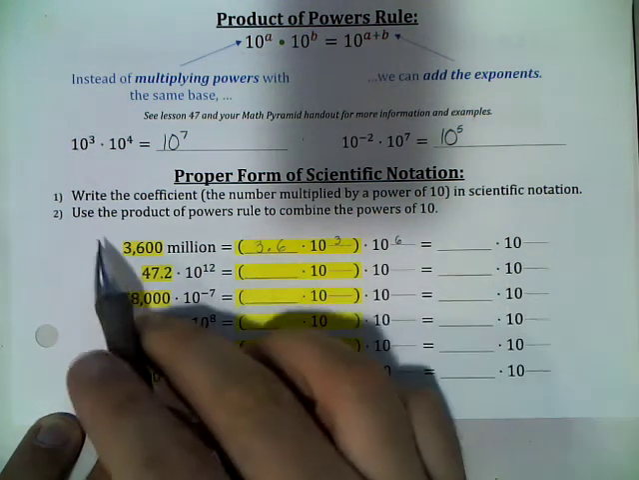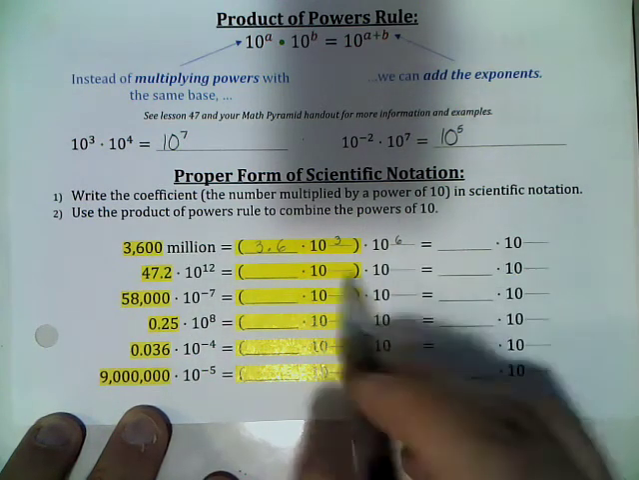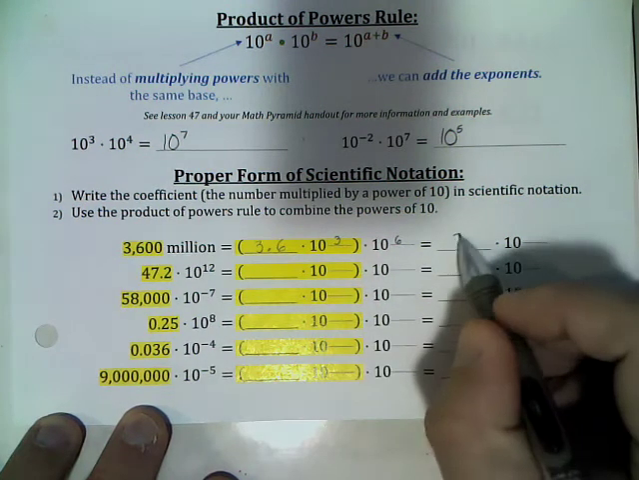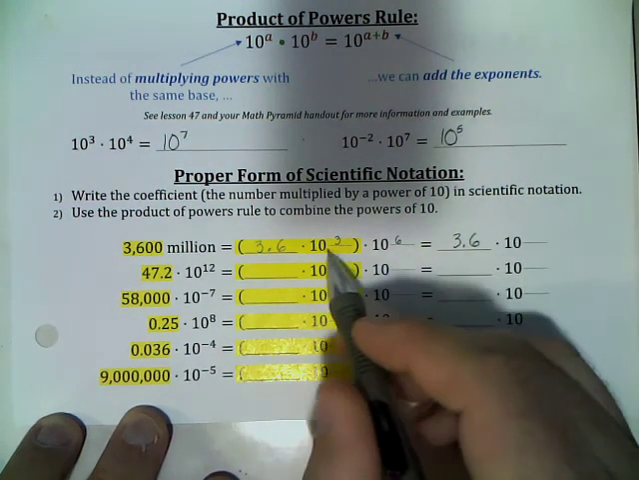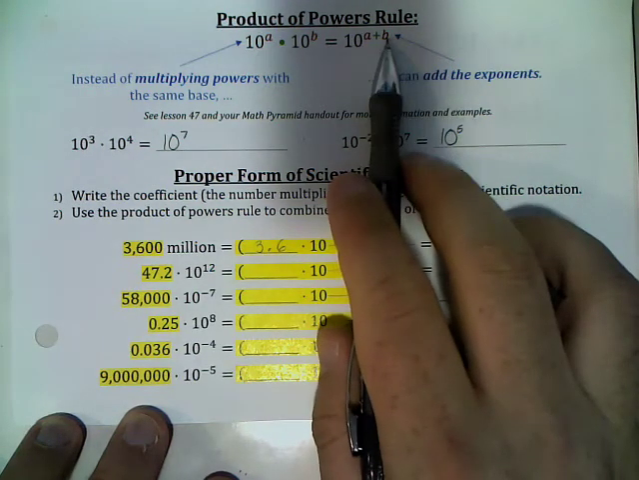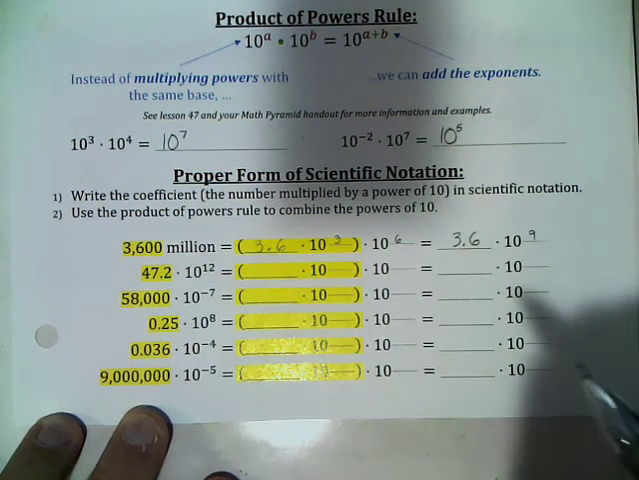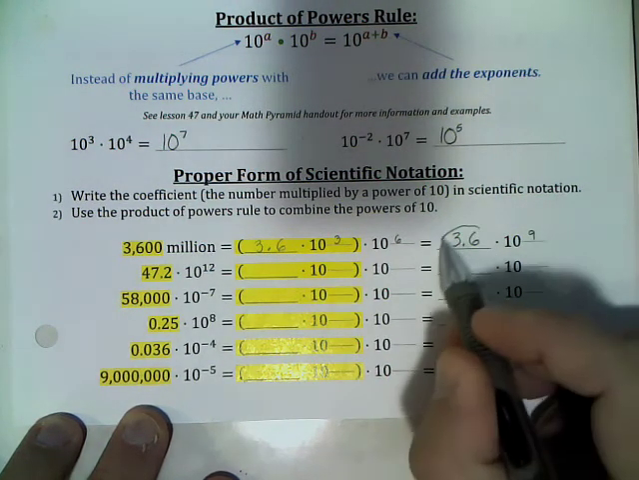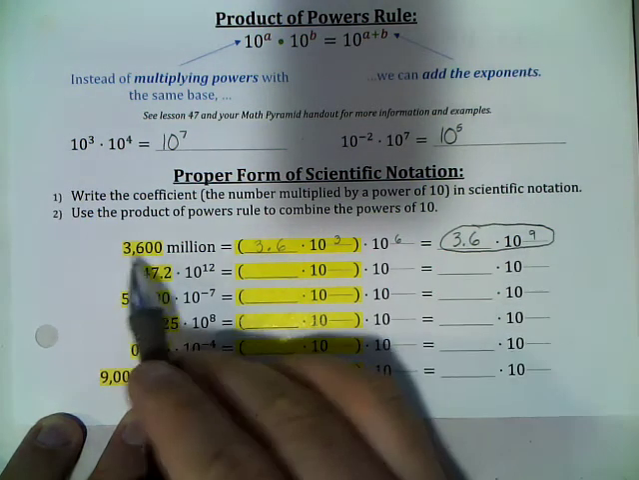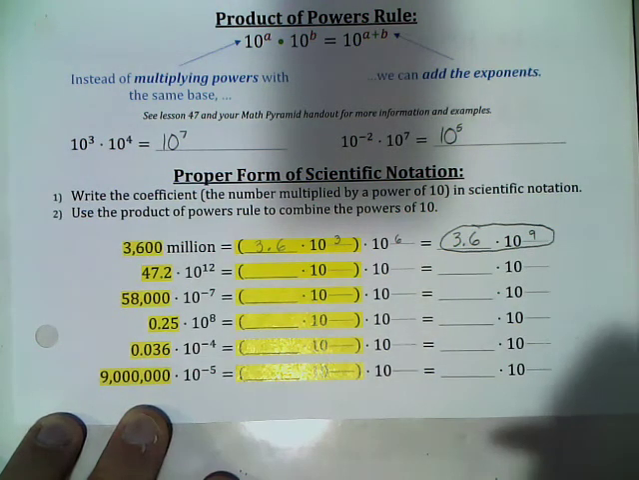Now, step 2, we're going to use the product of powers rule to combine the powers of 10. So I've got a 10 to the third and a 10 to the 6th. So we're still going to have our 3.6, but now 10 to the third times 10 to the 6th, remember we add the exponents. So 3 plus 6 would be 10 to the 9th. So my answer here is 3.6 times 10 to the 9th. So 3,600 million is really 3.6 times 10 to the 9th power.